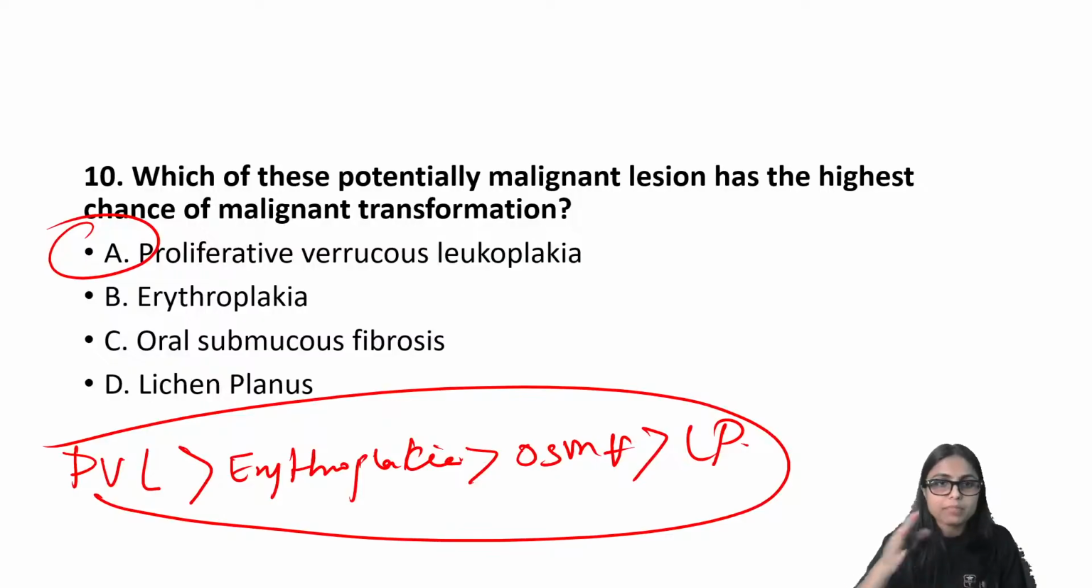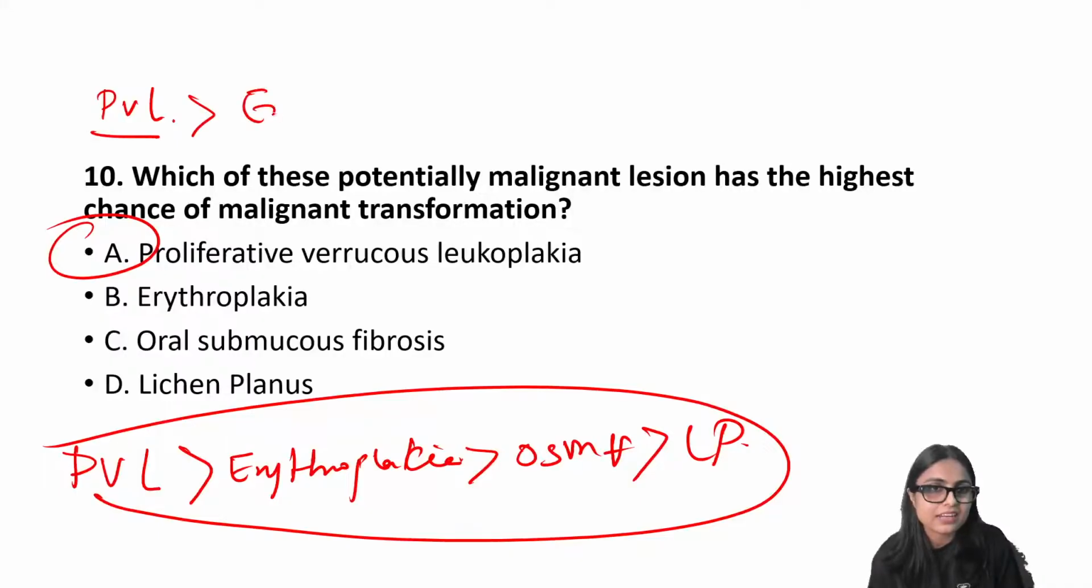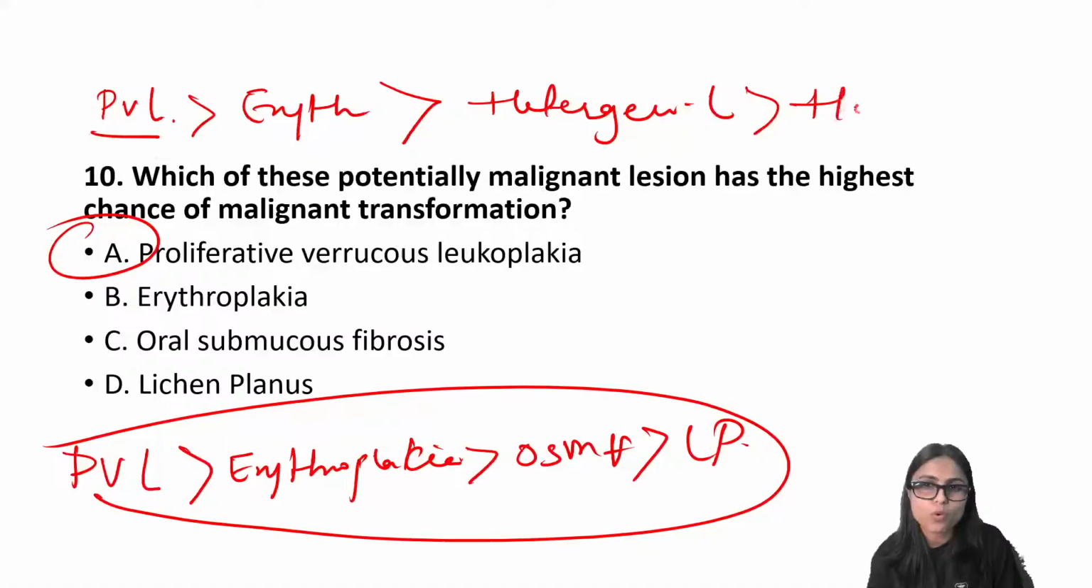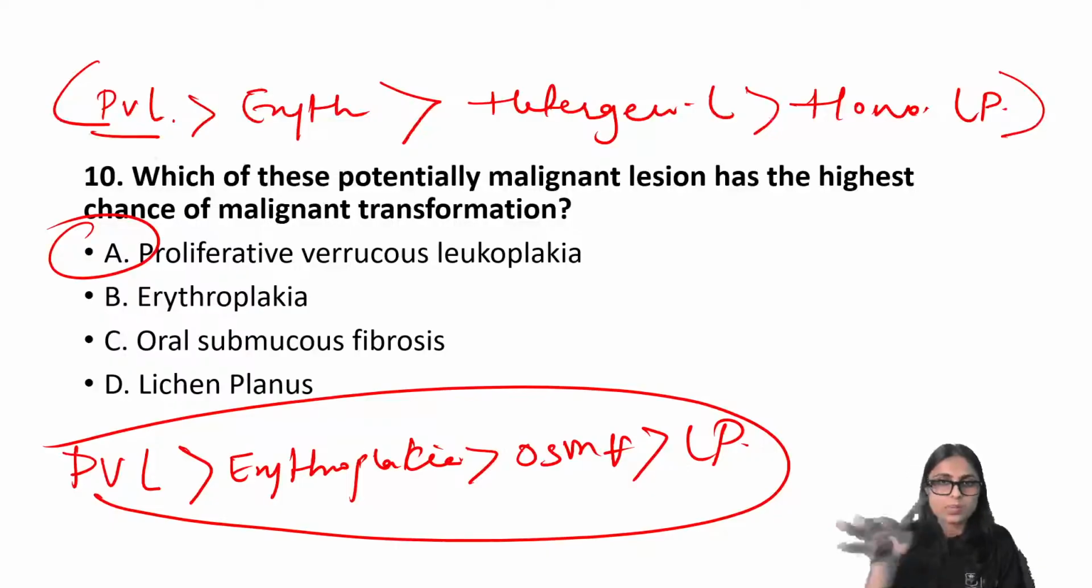Okay. But if we compare leukoplakia, PVL, then erythroplakia, then we have heterogeneous leukoplakia, then we have homogeneous leukoplakia. Okay. So please remember the sequence and the malignant potential of each lesion. All right.